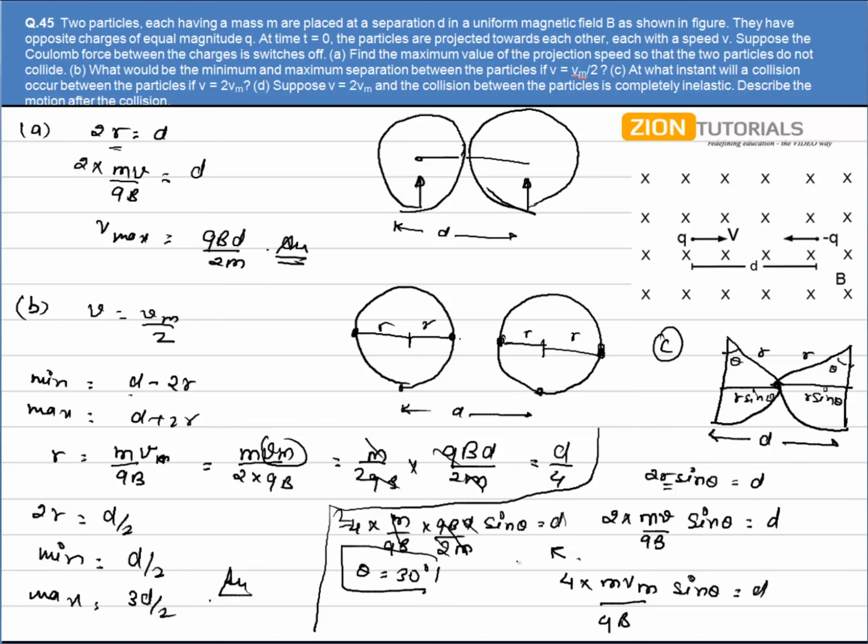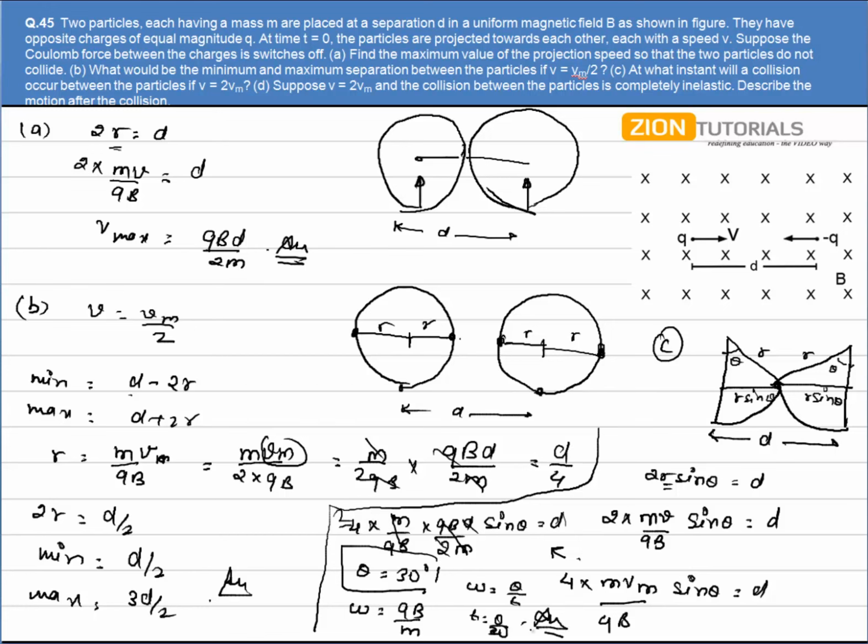Now I have to calculate at what instant. For that I have to calculate the value of omega first of all. So omega comes out to be qB by m. And we know that omega is equal to theta by t. So t is equal to theta by omega. Just substitute the value, you will get the answer.